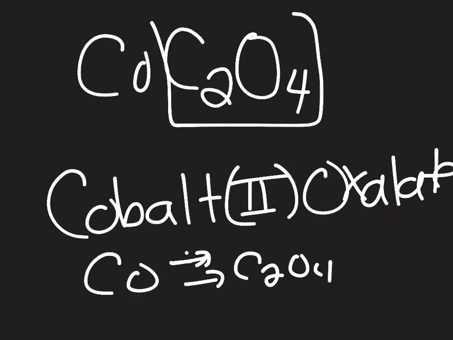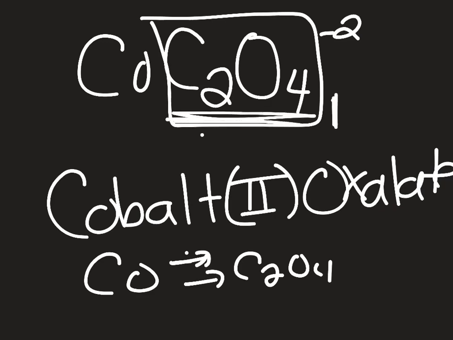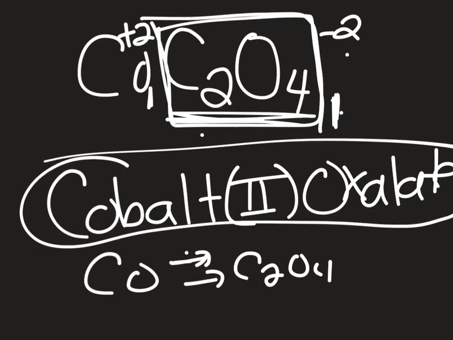Another way to do it is if oxalate takes 2, and there's only 1 oxalate. C2O4 is oxalate. There's not 4 of them. There's 1 of the C2O4. If there's 1 taking 2, that means this 1 cobalt gave 2. So cobalt 2 oxalate. There's a couple of quick tutorial videos there for your naming and formula writing with polyatomics.